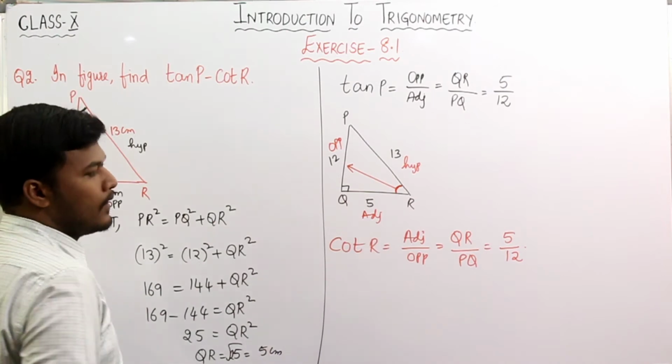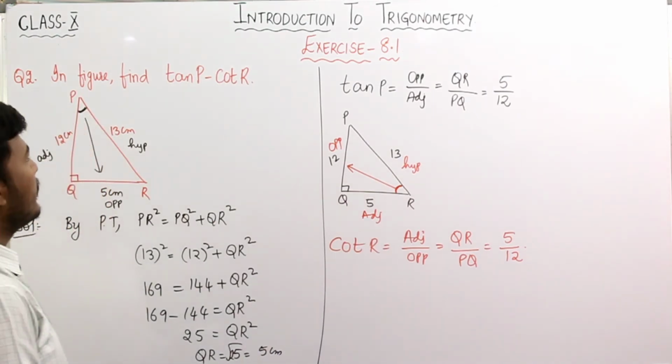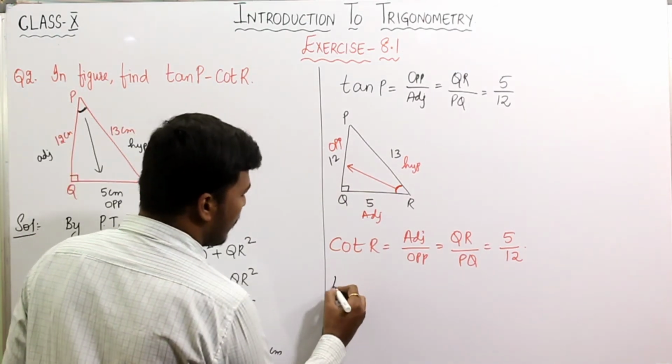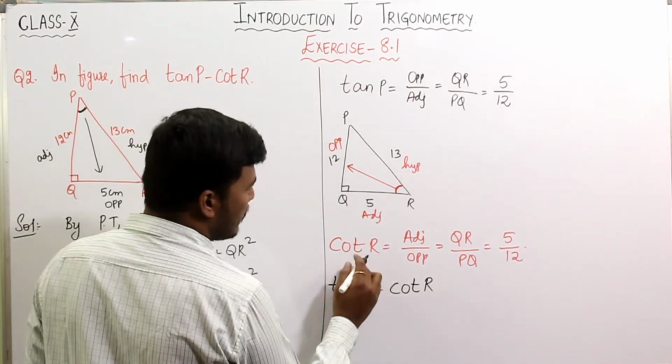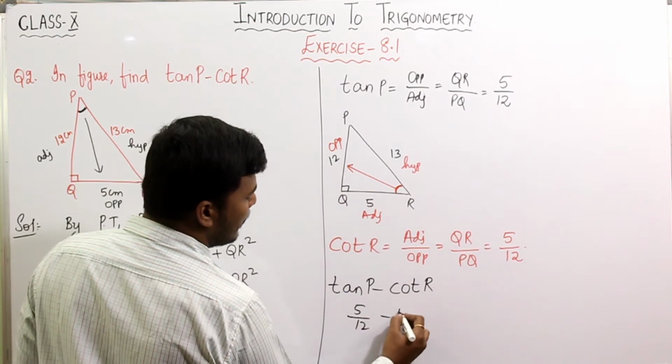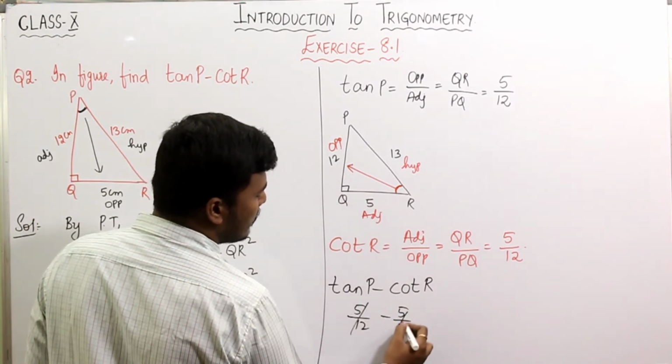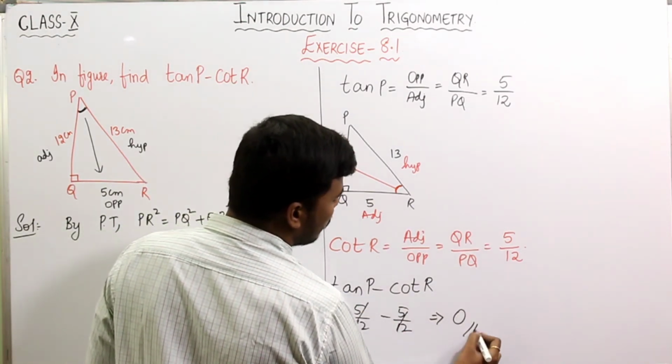But in the question we have to find tan P minus cot R, that is tan P minus cot R, which is nothing but 5 by 12 minus 5 by 12, both get cancelled. Your answer is 0.